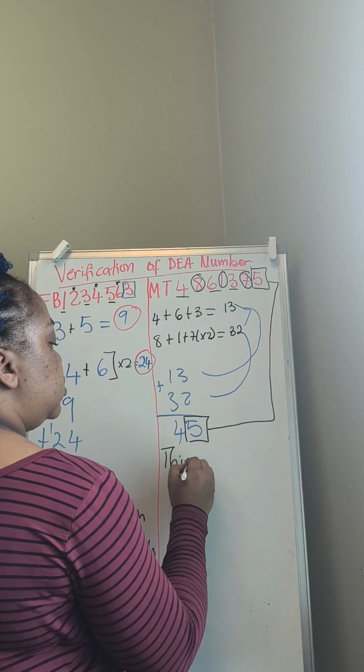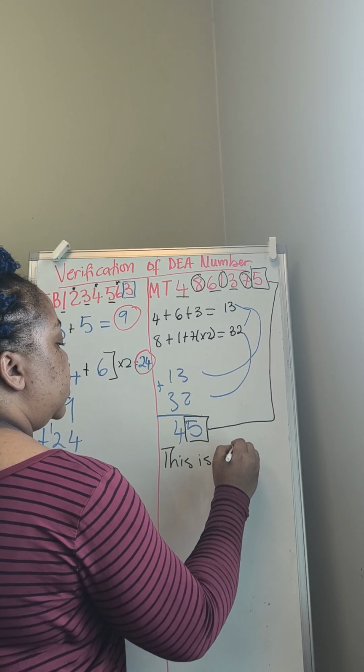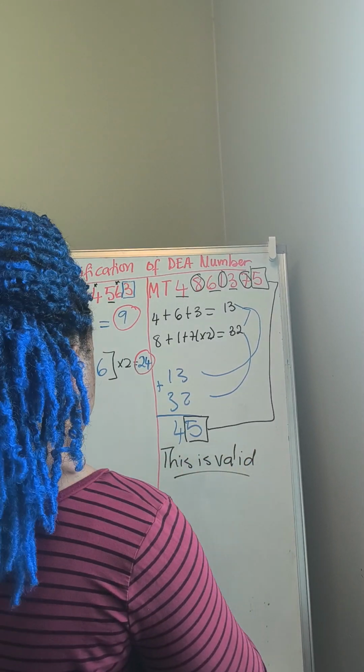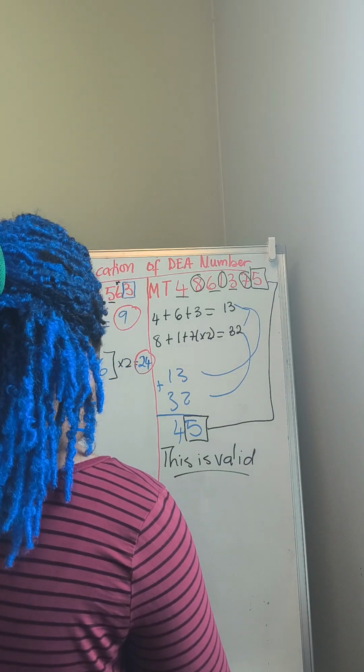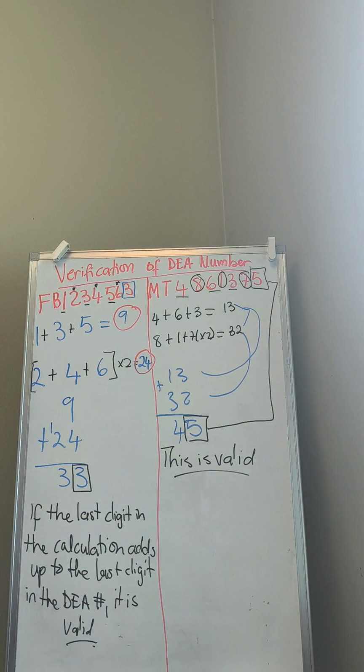This is valid. So both of our examples turned out to be valid DEA numbers. This is how you calculate. This is how you verify to make sure that the DEA number is valid or not.